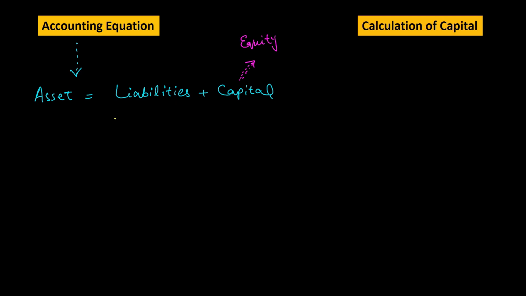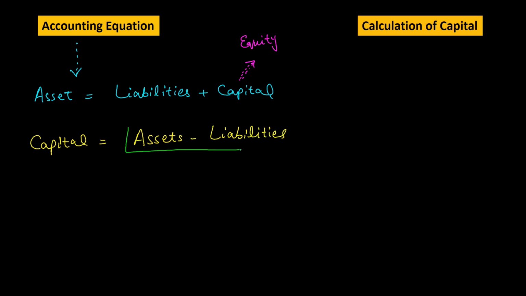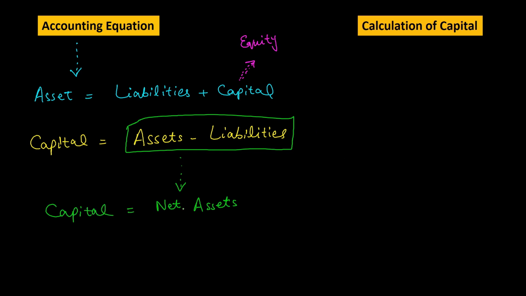We can change this equation slightly. For example, we can write it as capital is equal to assets minus liabilities. And this part of the equation is also known as net assets. That means we can also say capital is equal to net assets. I hope you understand this equation. So now we will study how we can calculate capital.